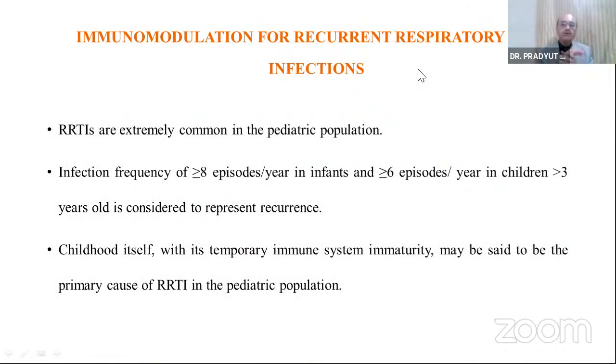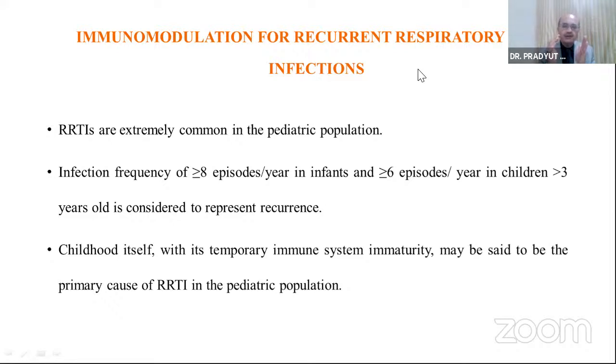Now, with this background of immunity, let us see what is the role of immunomodulation to prevent recurrent respiratory tract infections. Recurrent respiratory tract infections are very commonly seen in the pediatric population. I'm sure all of the pediatricians must have encountered many respiratory infections in their children population.